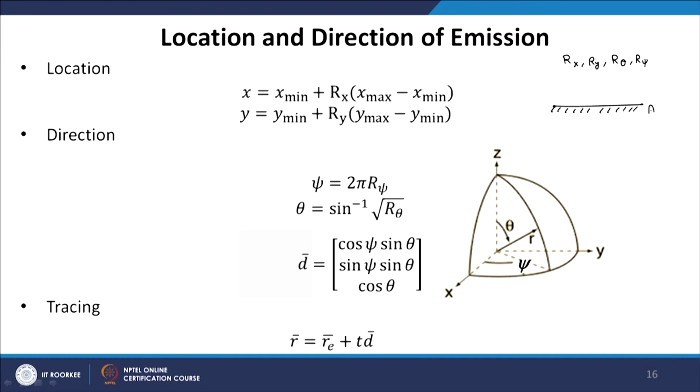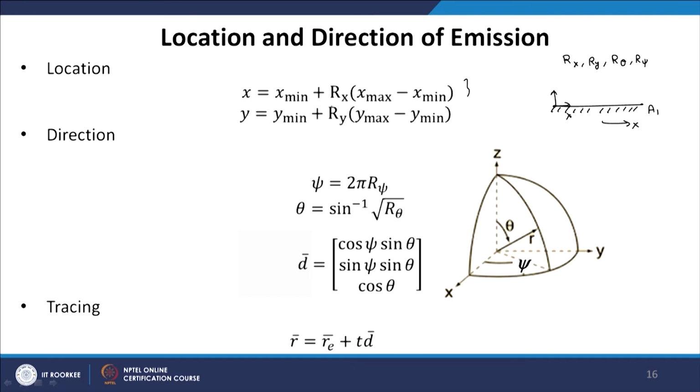Let us say we have this flat surface. The point of emission will have 2 coordinates, x and y. This is the x direction. So, we write this formula: x is equal to x mean, which in this case may be 0 if we have a coordinate system located at the end of the plate. If x mean is equal to 0, our expression is simply x is equal to Rx times x max.